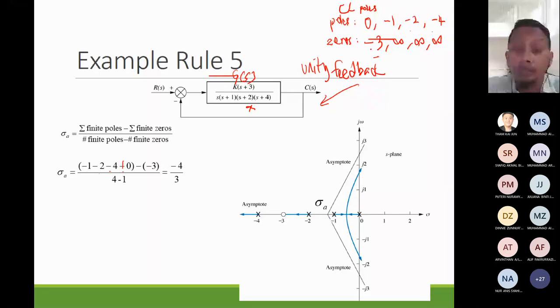We only have one finite zero. Finite zero means one that is not infinity. So this finite zero is minus 3, so you minus minus 3, and divided by the number of poles minus the number of zeros. So we have 4 poles minus 1 zero. You calculate and you get the real axis intercept at minus 4 over 3.